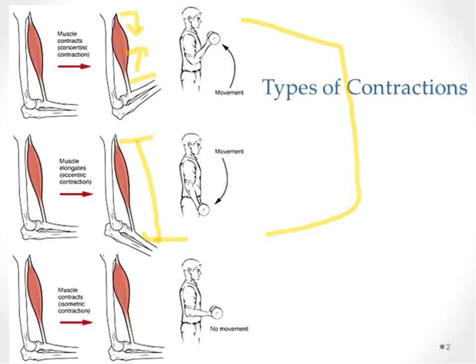So for yoga poses, going into a yoga pose and coming out of a yoga pose involves eccentric and concentric contractions, but holding a yoga pose, where you're not technically asking the joints to move anymore, you're asking them to stay in the position that you've put them in, those are going to be isometric contractions.